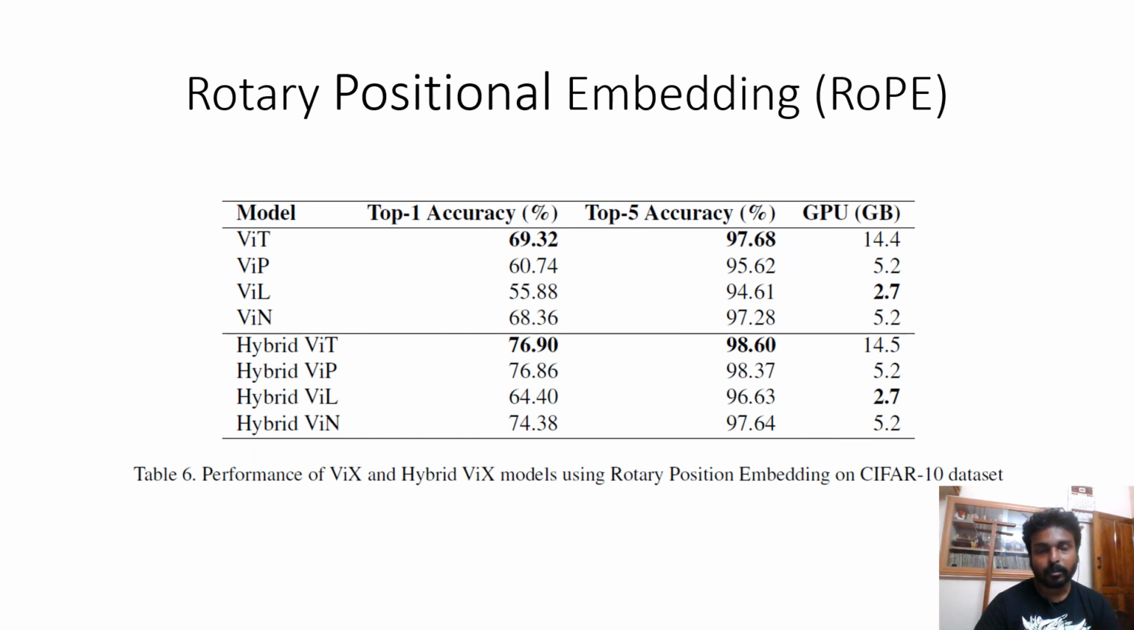We also performed experiments by replacing the one-dimensional position embeddings that are used in the vision transformer with rotary positional embeddings, and we found that accuracy actually improves when we use rotary positional embeddings.